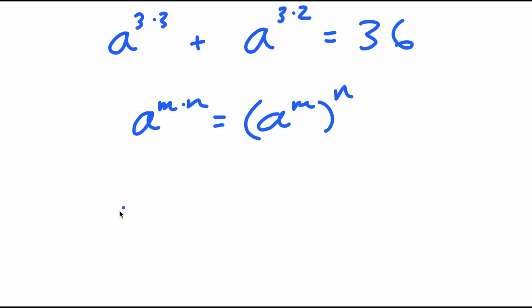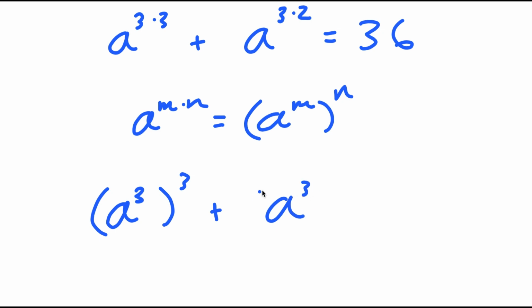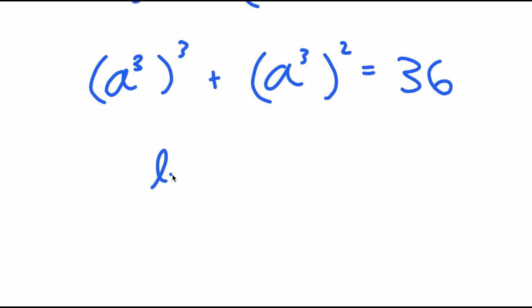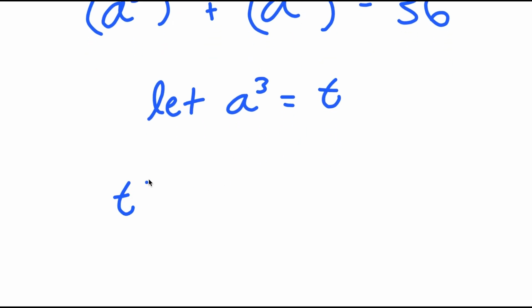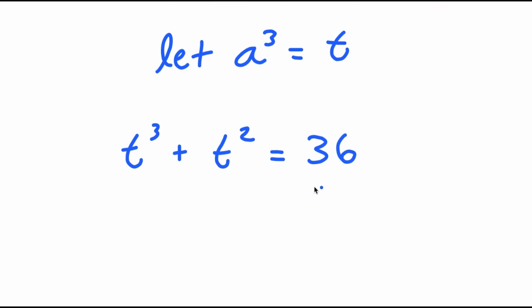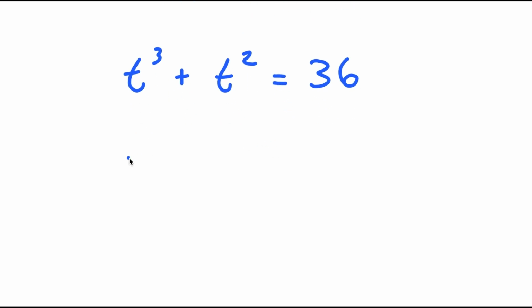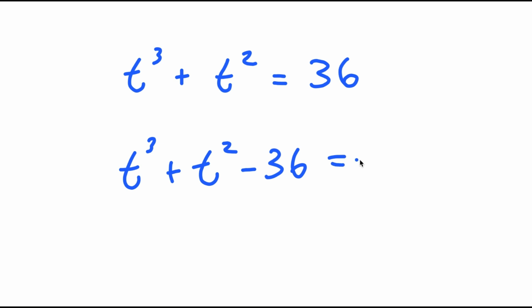So a to the power of 3 times 3 turns into a to the power of 3 to the power of 3, and a to the power of 3 times 2 turns into a to the power of 3 to the power of 2. Now I'm going to let a to the power of 3 equal the variable t. So if I substitute in t, I get t to the power of 3 plus t squared is equal to 36. And this means that t to the power of 3 plus t squared minus 36 is equal to 0.